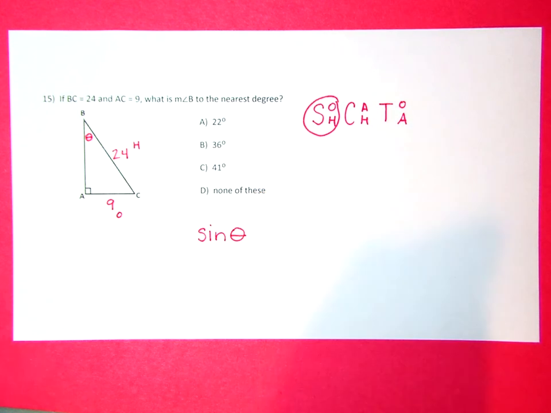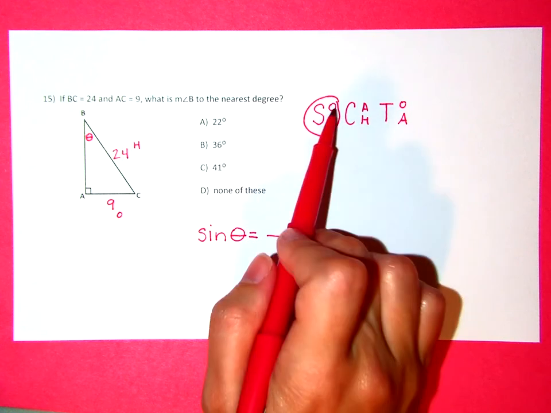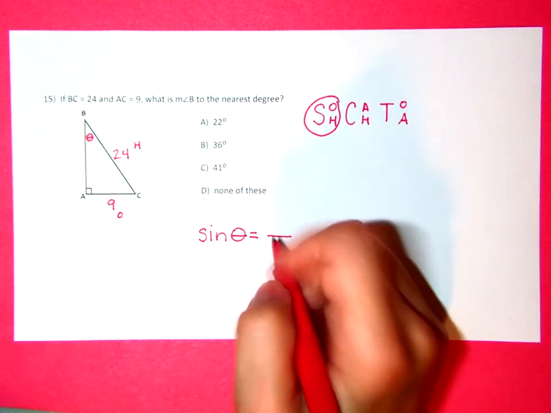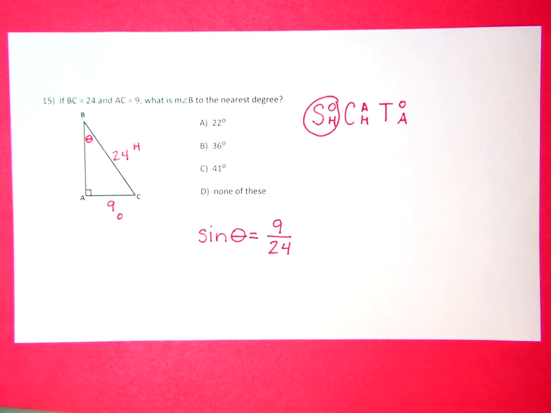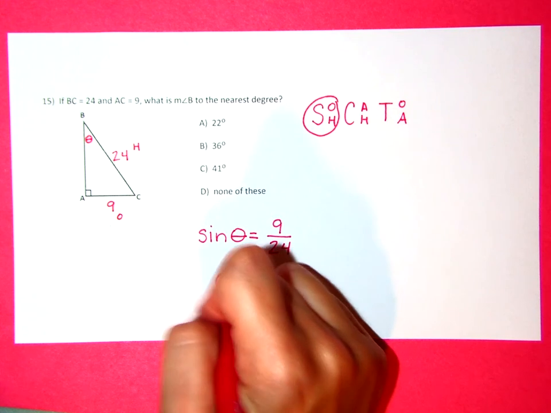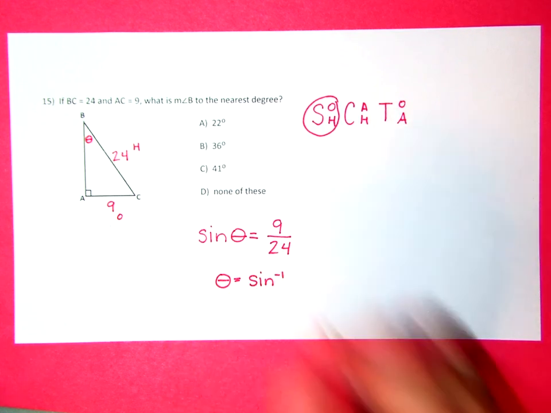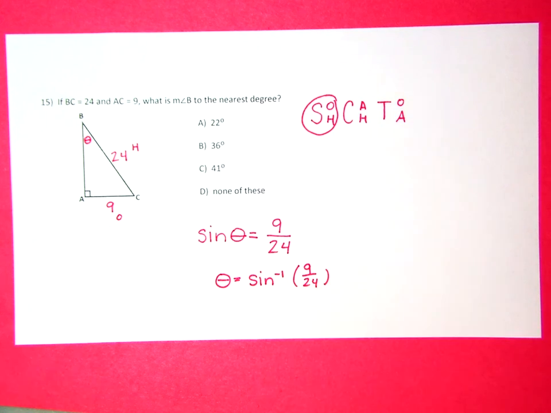So sine of theta equals, now you want to set up your fraction, the opposite's on top, the hypotenuse is on the bottom. So the side that's opposite is 9, the hypotenuse is 24. Now, if we're trying to solve for an angle measure, this is that one time, whenever you're solving for the angle, you're going to use the inverse here. So theta is going to equal the inverse sine of 9/24.